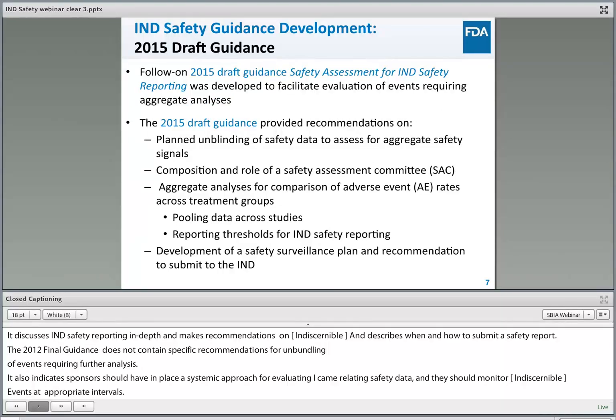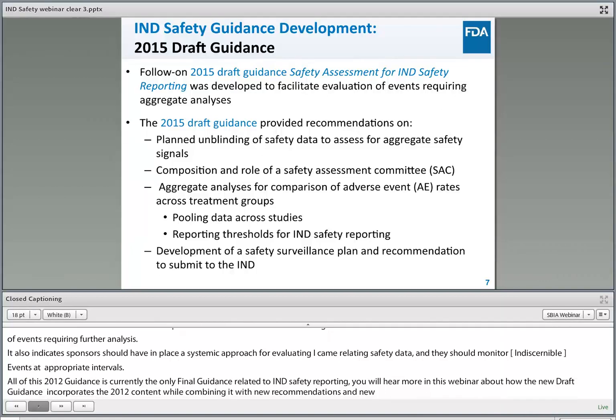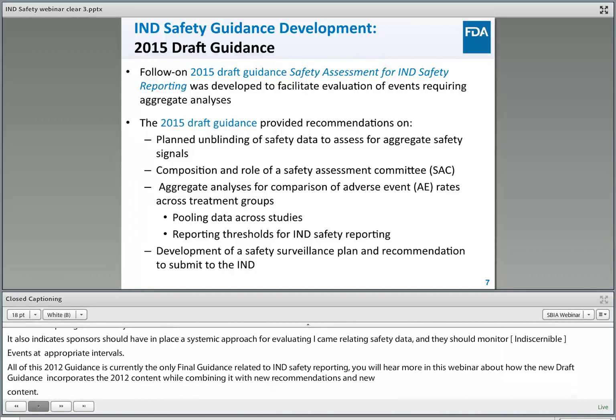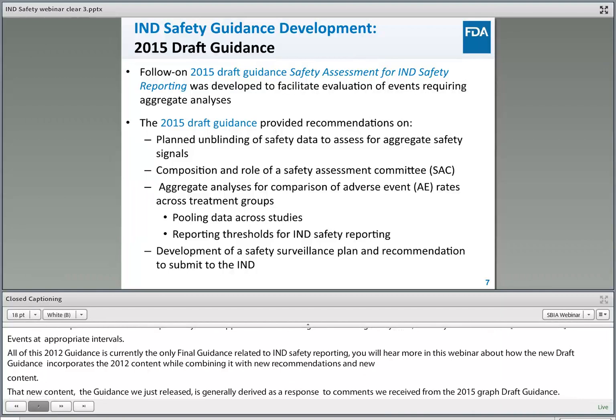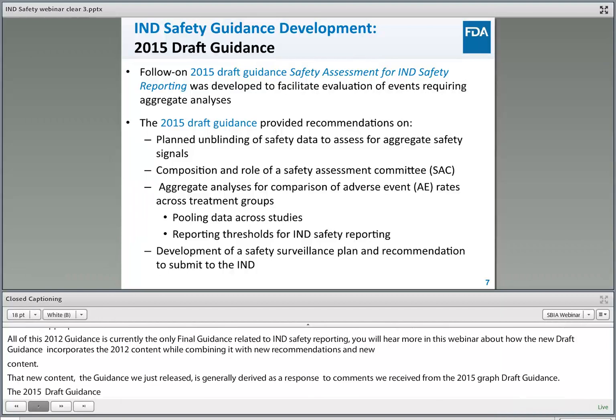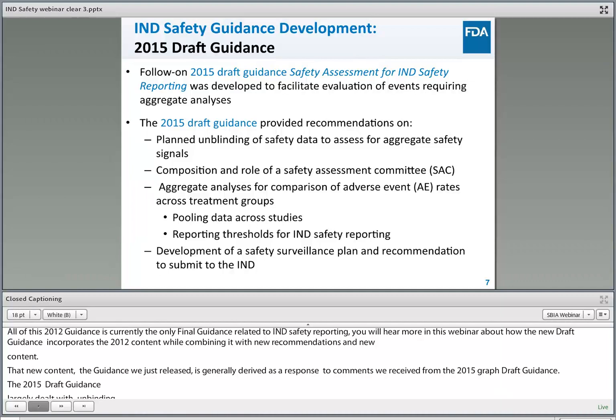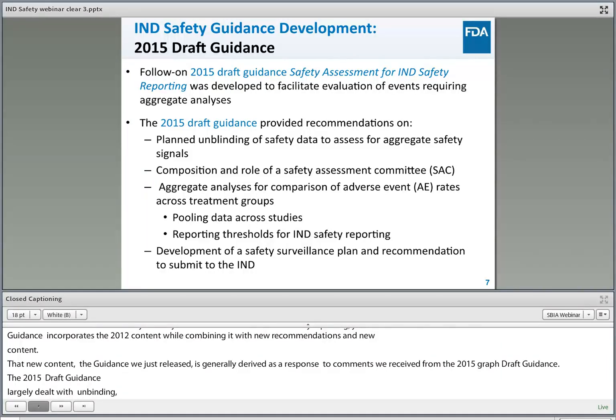That new content in the guidance that we've just released is generally derived as a response to comments that we received for the 2015 draft guidance. The 2015 guidance largely dealt with unblinding, safety assessment, aggregate analysis, and developing a safety surveillance plan. Because of this, the new guidance also focuses largely in these areas. Later, in the presentation, we will discuss the key updates to the 2015 guidance in these areas.